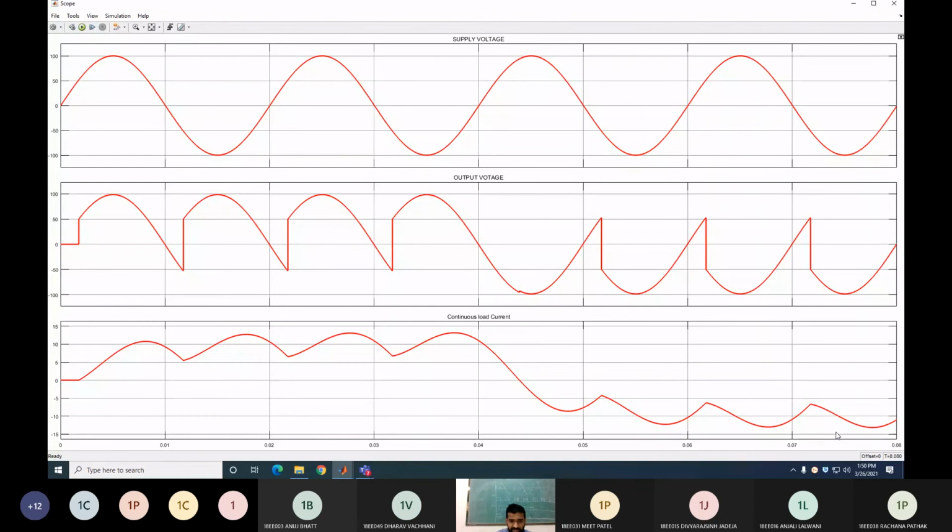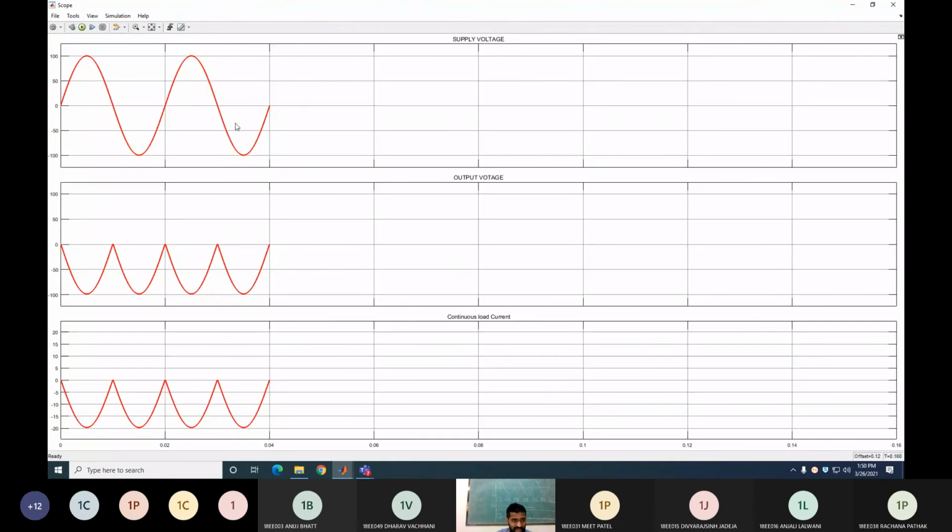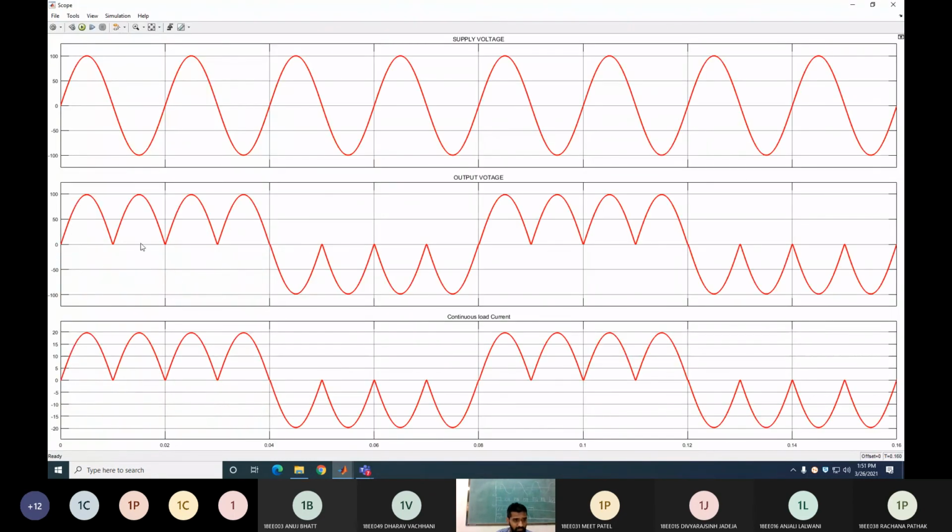Will there be doubts in any of these four simulations? See, the first simulation is for R load with alpha 0. You get this type of waveform, the full half cycle without any firing angle. But if you require voltage control, you can change the firing angle and get the controlled voltage. So select alpha based on the requirement of the output.